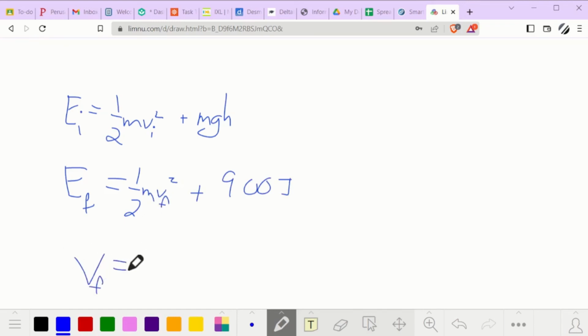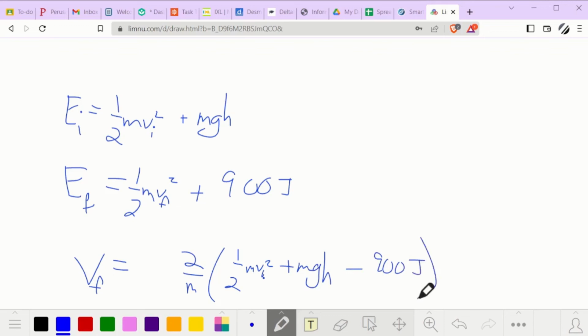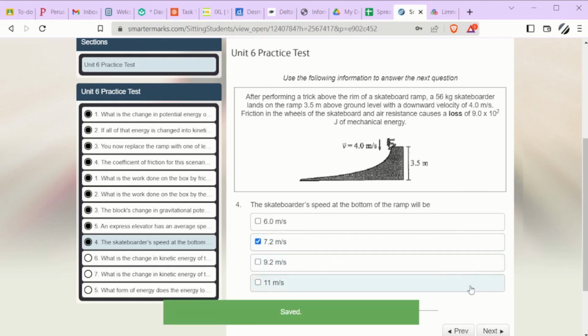So our final velocity will be 2 over m times 1/2 m vi squared plus mgh minus the 900 joules. And we take the square root of the whole thing. So with that loss of 900 joules, it comes down to 7.2 meters per second.